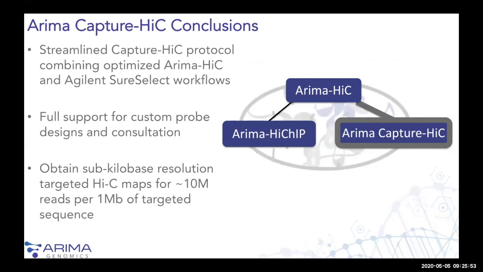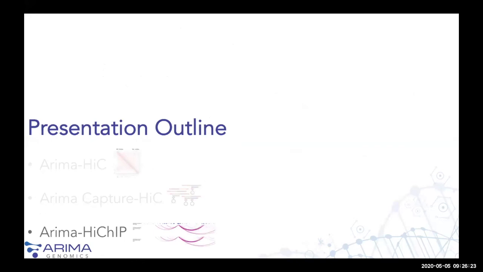So for Capture Hi-C, just in summary, we've developed a streamlined Capture Hi-C protocol that combines Arima Hi-C with Agilent SureSelect. We have full support, completely complementary, for probe design and experimental consultation. And here I've shown you how you can get sub-kilobase, ultra-high resolution targeted Hi-C maps around your genes of interest for approximately 10 million total raw reads per megabase of targeted sequence.